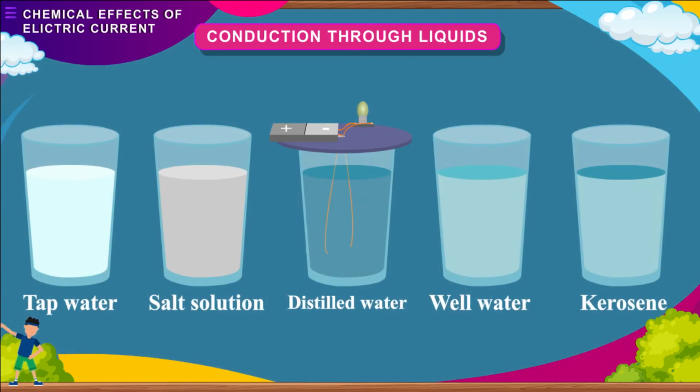Here is an activity to show conduction of electricity through various liquids. Take a small quantity of distilled water, common salt solution, tap water, well water, and kerosene. We may use the tester prepared in the previous activity.